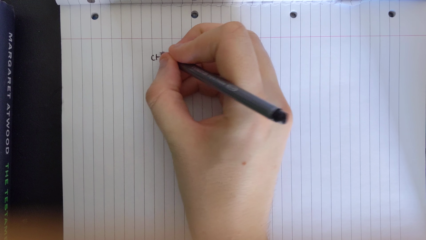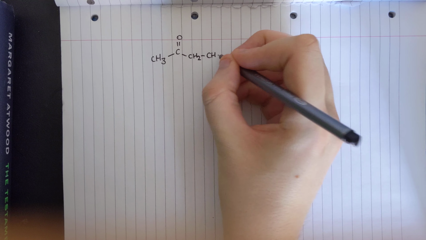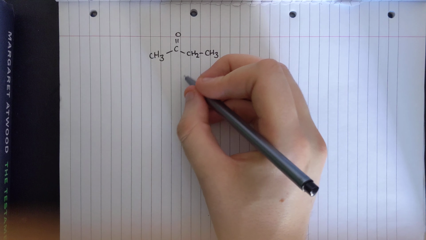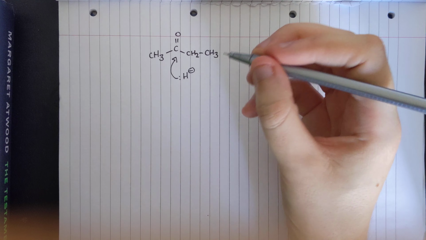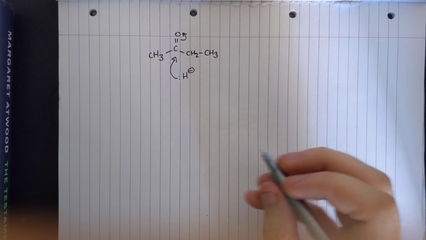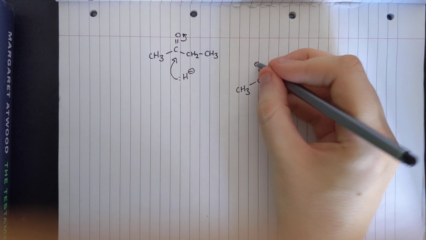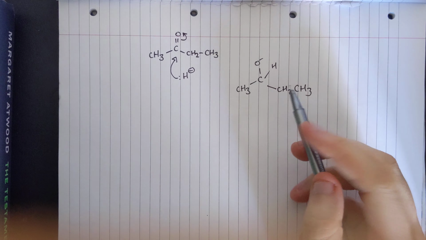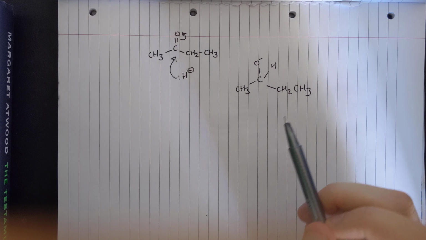So I'll just do another one as an example. Let's take butanone. For this one, we'll do it with sodium borohydride. So we've got our H minus. When this attacks, it can attack from above or below, which is going to form the two enantiomers of this. So this is a chiral carbon. We've got 1, 2, 3, 4 different things bonded to it.